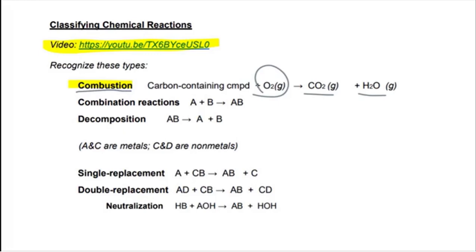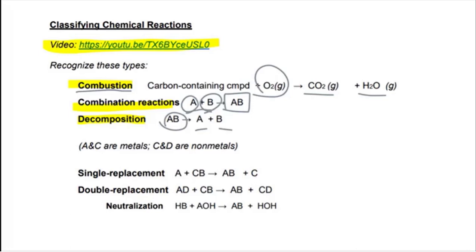We go then to the combination reaction. This is also called a synthesis reaction, and it's when two or more things are added together. So we have A plus B to get one compound, AB. We then have decomposition, which is the opposite. So I'm starting with a compound, and it's breaking down into what it's made of individually.